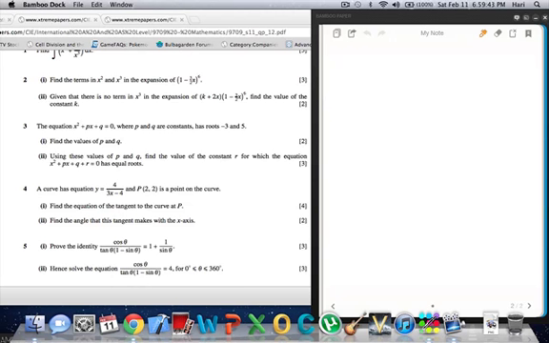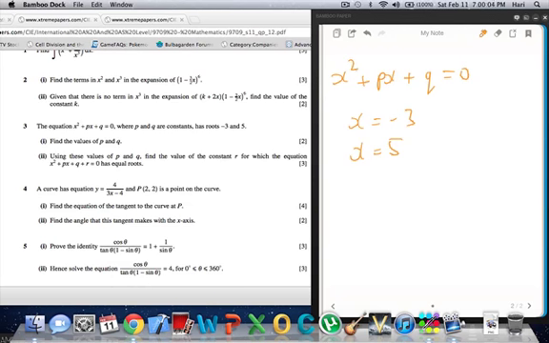The question is the equation x squared. Let me just write down the equation. x squared plus px plus q is equal to 0, where p and q are constants, and has roots of -3 and 5. So now we have to find out what p and q are.